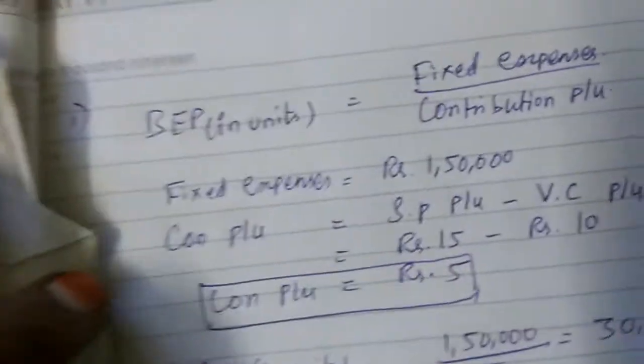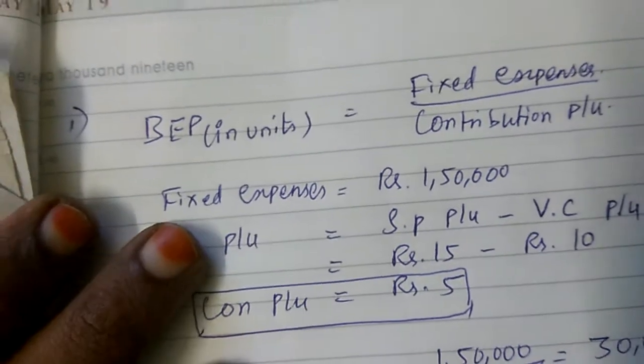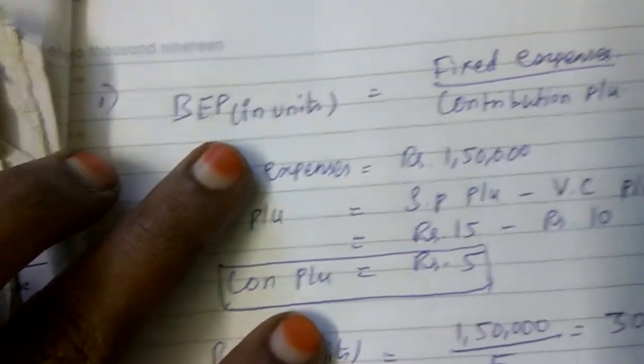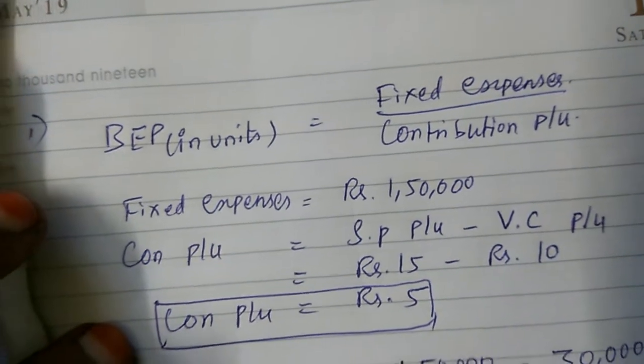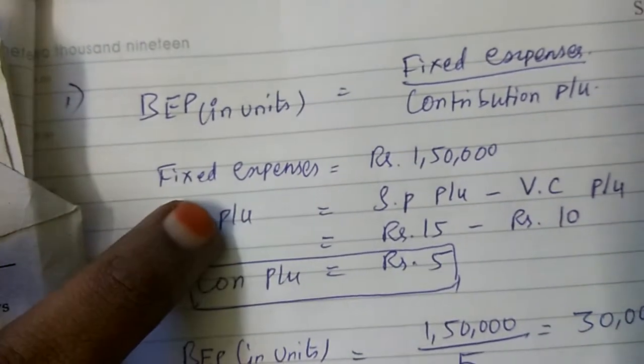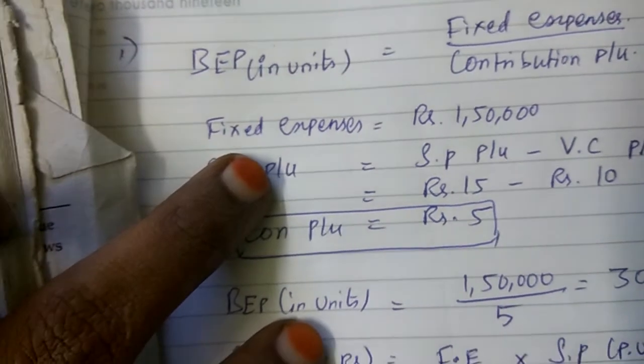So here, how to find this? For this, we need the formula for the break-even point. We have several formulas for the break-even point. First, we write down the formula in units. Units equals fixed expenses divided by contribution per unit. Here in the problem itself, we have the fixed expenses 1,50,000.